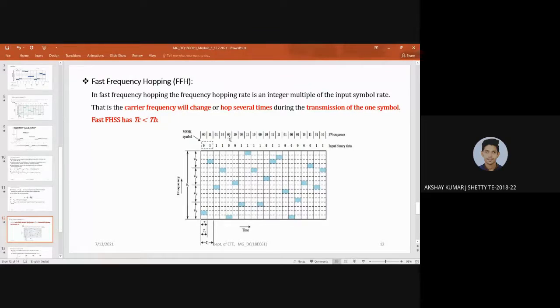FC0 and FC2, right? FC0 and FC2 means FC0. So you just look at here. It is FC0, and since the symbol is 0, 0, it will be occupying the first block. Next is FC2, right?